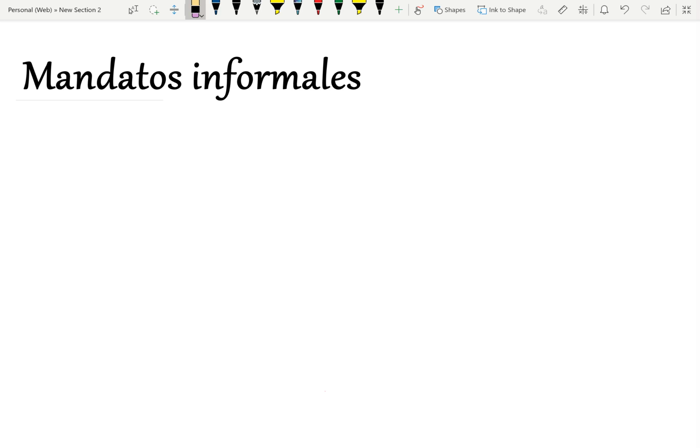So informal commands are when you're talking to somebody you're familiar with, maybe your friend. You're telling your friend, wash your hands. You're telling your boyfriend or girlfriend, take out the trash, or something like that. Somebody you're familiar with, right? Anybody with whom you would use the form tú is where you would use an informal command.